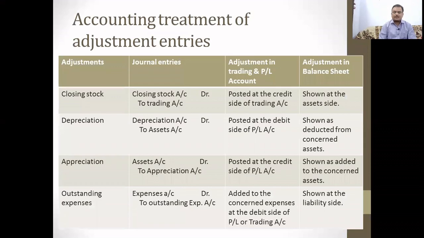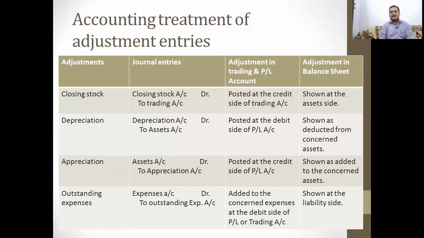Okay. So there are some adjustment entries, and what is the accounting treatment of these particular adjustment entries? Now see, we have some important adjustment entries. What general entry is passed when we are adjusting these entries, what is the adjustment of these entries in the profit and loss account and trading account, and what is the adjustment of these entries in the balance sheet? So see, first of all, closing stock.